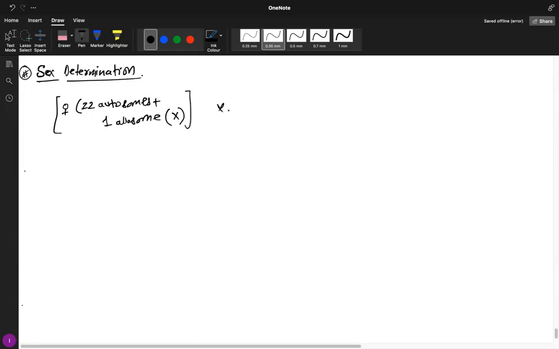Yes, sir. And then from the father's side, we get the same 22 autosomes. All these will be homologous to the chromosomes that the mother has, plus again 1 allosome. But in this case, it is the Y chromosome, right?